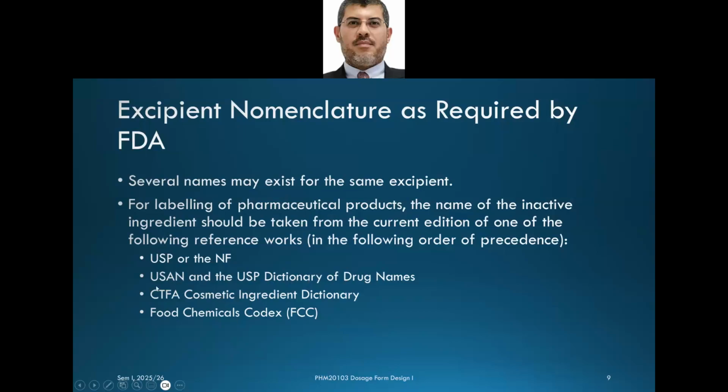If not, then I look at this reference, the cosmetic ingredient dictionary. And then if not, then I look for the Food Chemicals Codex. Okay. So as long as I found it in one of them, I should not look for the others. I just use the name in the first one I find the name within.